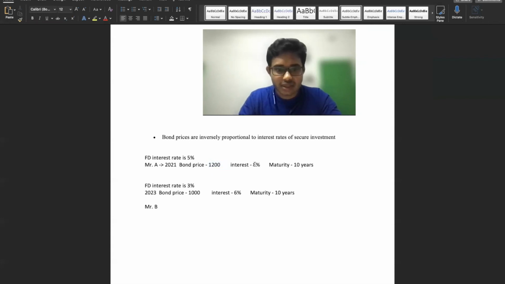So you can see that when the FD interest rate increases, the bond price decreases. In case the FD interest rate decreases, the bond price will increase.